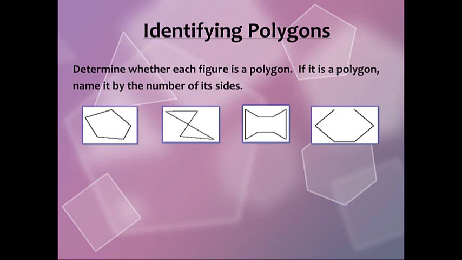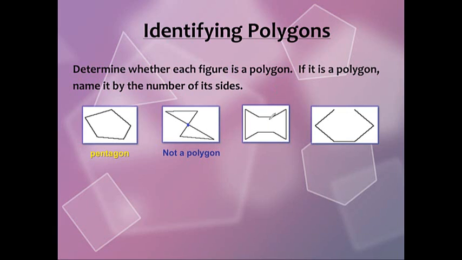Okay, so let's use those names and identify whether these figures are polygons, and if so, what is their name based on their number of sides. Okay, for the first one, it is a closed figure. The segments intersect only at the endpoints, and there's three or more, so that it is a polygon. And then since it has five sides, it's called a pentagon. For the second one, this would not be a polygon. These segments don't intersect only at endpoints. We have an intersection point here, not at an endpoint, so that would be not a polygon.